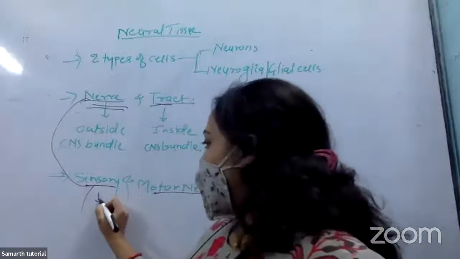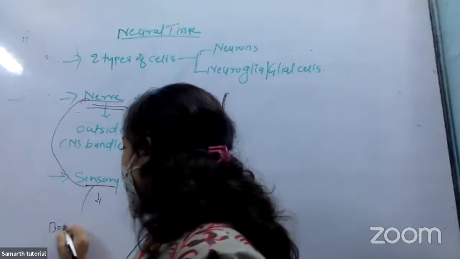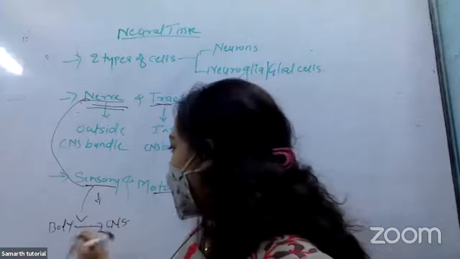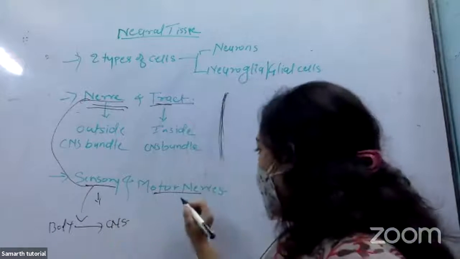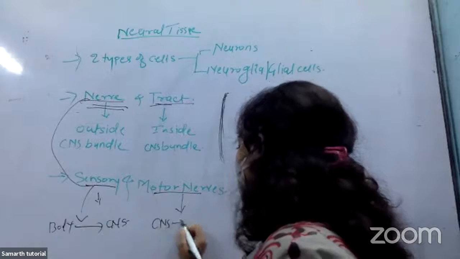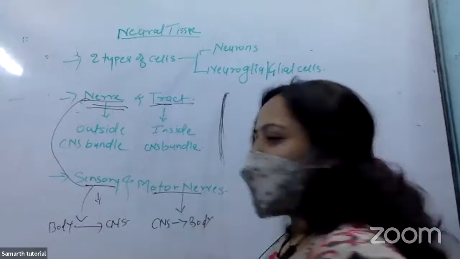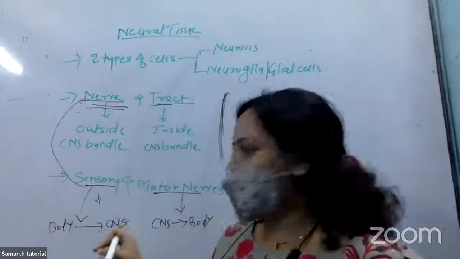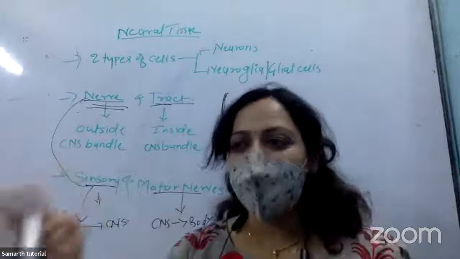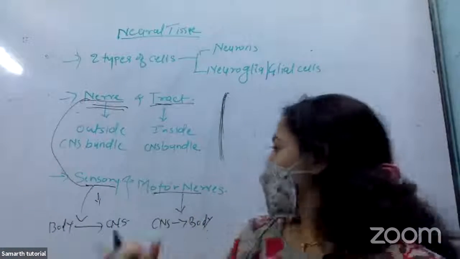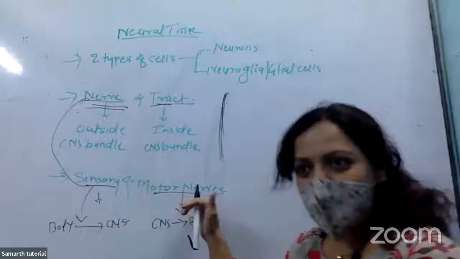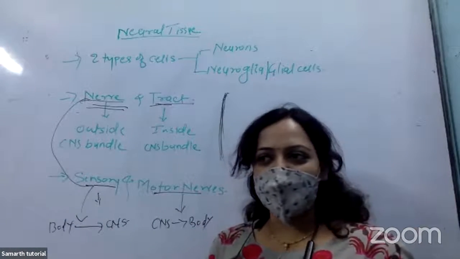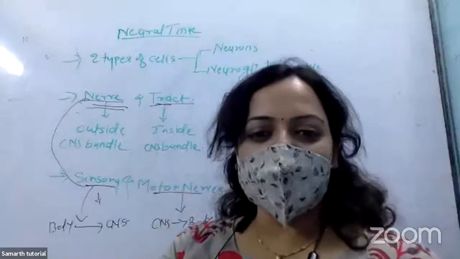So sensory is from the body to the CNS, but the motor is from the CNS to the body. So this signal is towards the central nervous system. Sensory nerves carry the signal towards the central nervous system, whereas motor nerves carry the signal or impulse away from the central nervous system. Got it? Yes? Am I audible here?